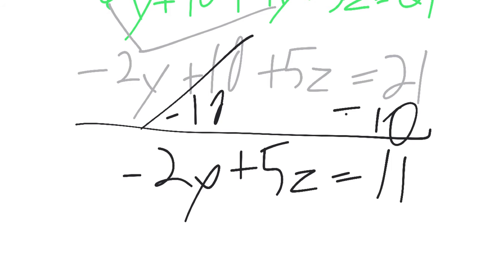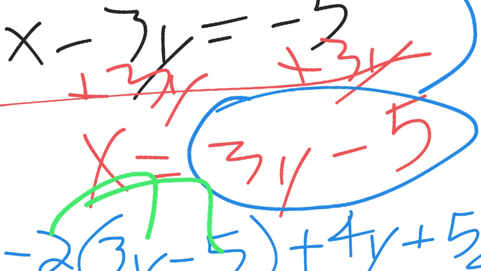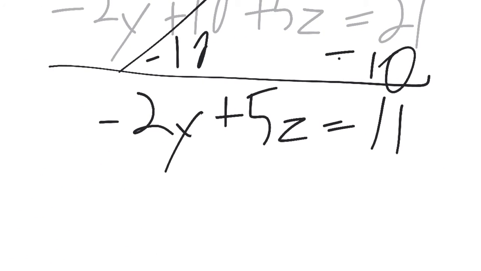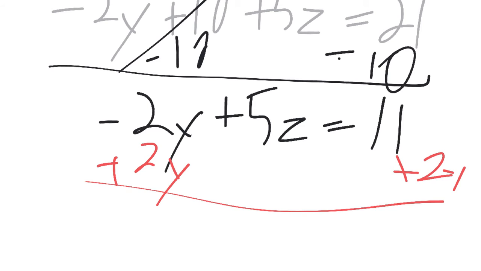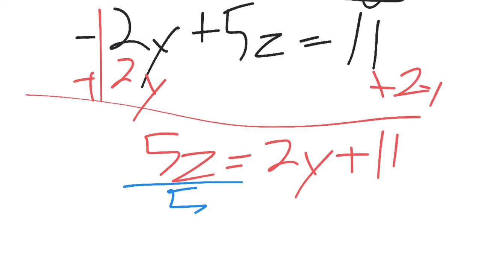And so at this point, you can decide, do I need to solve this for y or should I solve this for z? And really, there's no wrong answer, but see how the first equation we solved, when we solved it for x, it said 3y minus 5. I'm going to solve this for z, so that way it has the y term on the other side, just like the first equation we solved did. So I'm going to add 2y over, and that's going to give me 5z equals 2y plus 11. At this point, we need to divide everything by 5.